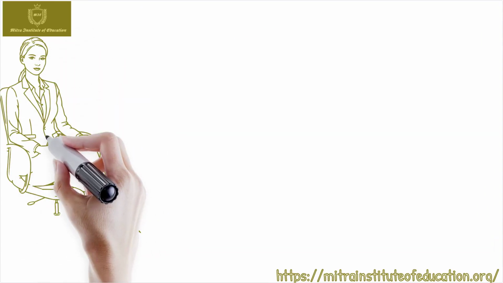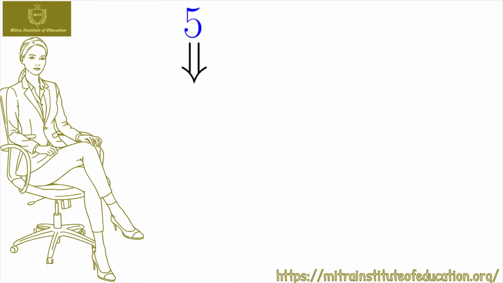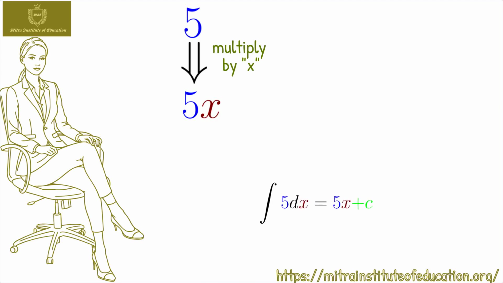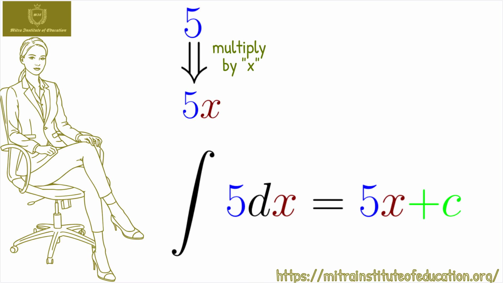Let's not forget about constants. When you're dealing with a constant, like the number 5, the rule for integration is straightforward. You simply multiply the constant by x, and the result will be 5 times x.